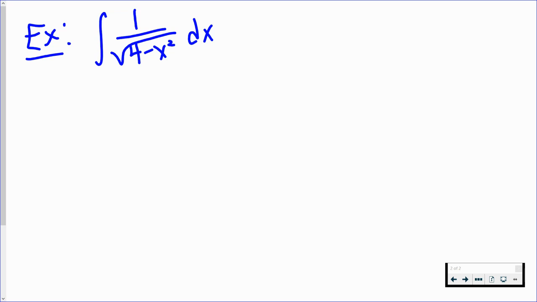So our a would be 2. Remember, this 4 is a squared. Our u would be x. Remember, it's a squared minus u squared. So u squared is x squared, which means u is x. So our du would be dx.